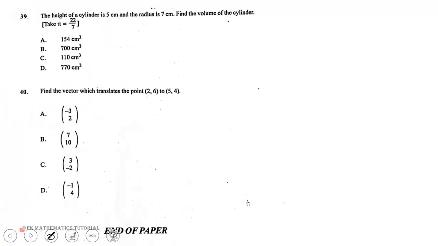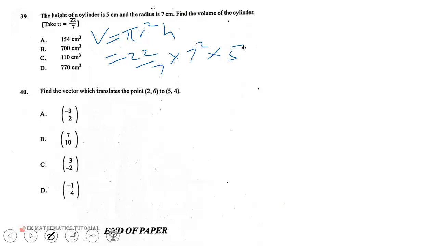The height of a cylinder is 5 centimeters and the radius is 7 centimeters. Find the volume of the cylinder. Take pi equal to 22 over 7. So volume of cylinder is equal to pi r square h. So pi is 22 over 7 times r square, which is 7 squared times 5 centimeter cube.